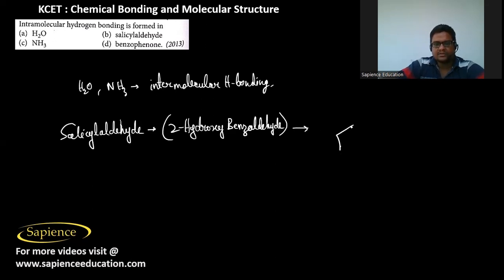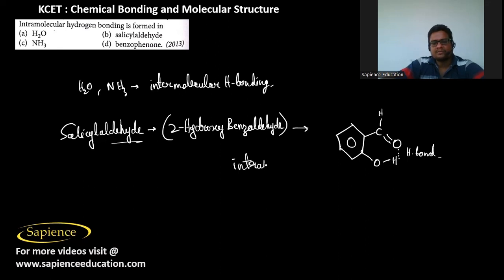so its structure is like this. So it is also called 2-hydroxy or orthohydroxybenzaldehyde. So here we have a hydrogen bond here. So here in salicyl aldehyde we have intramolecular hydrogen bonding, since the hydrogen bonding is within the molecule itself.